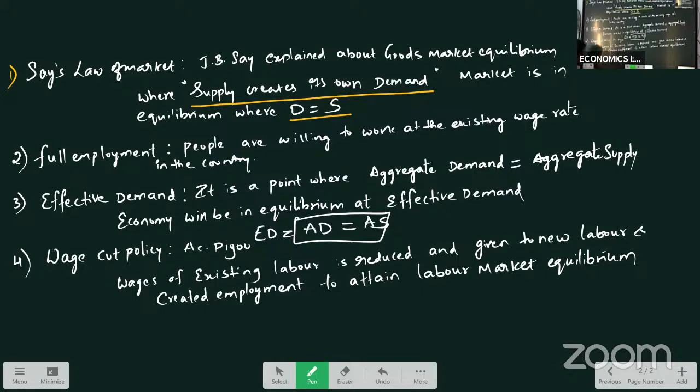So after wage cut policy, when the existing labor wages are reduced to create employment for attaining labor market equilibrium, that is called wage cut policy. Now the next important question.